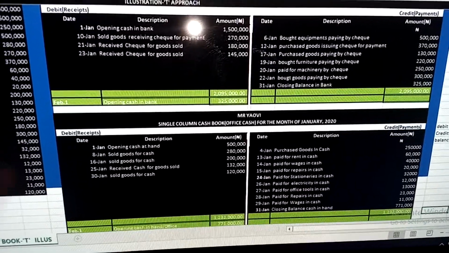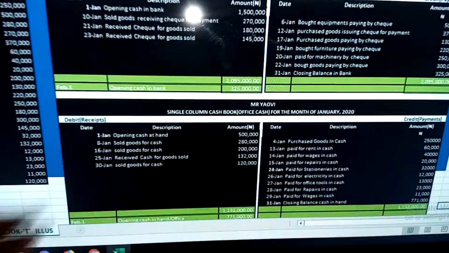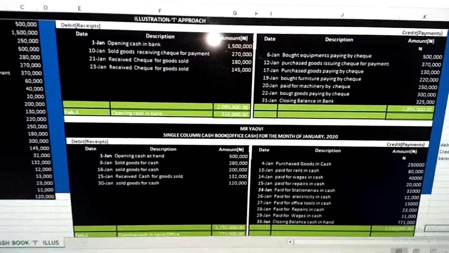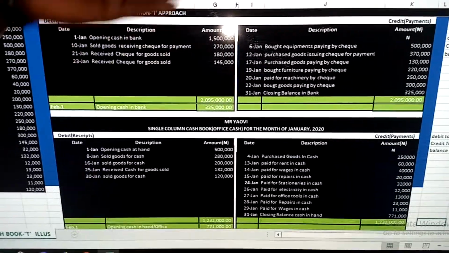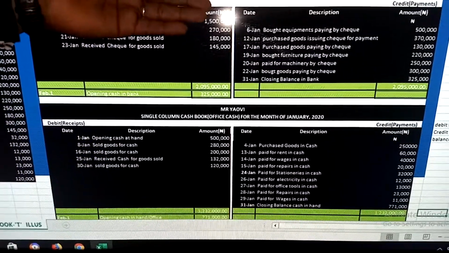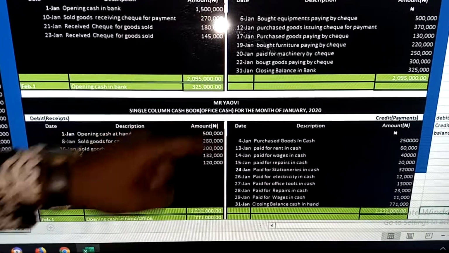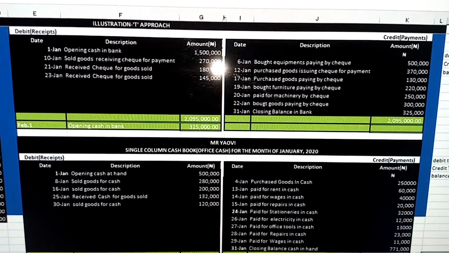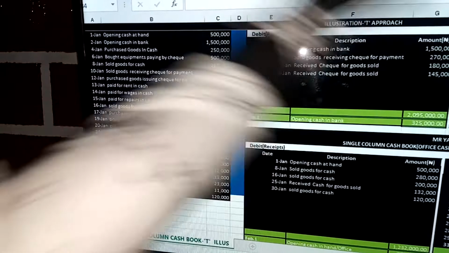So that's why it's called T. And it's T, as you can see, it's like T here. We have credit, we have debit. The credit side is for payments, the debit side is for receipt. So we have the same thing called single column cash book. We have the same thing for the office cash, and we have the same thing for the bank. So the one here is for the office cash, as you can see, and the one up there is for the bank. So it's the same way. We're going to be looking at the question, and then we'll come here and record.